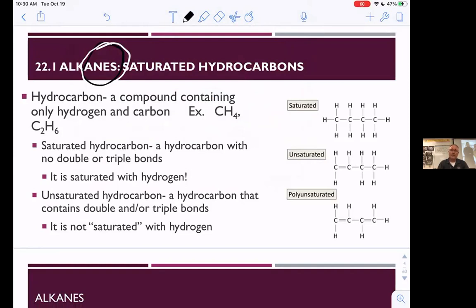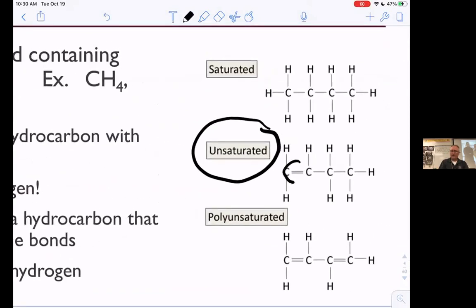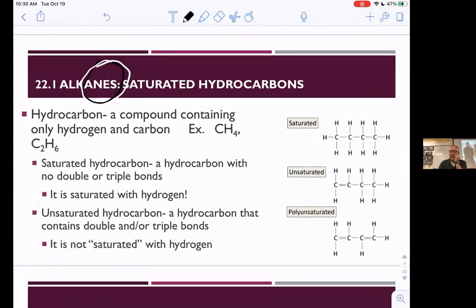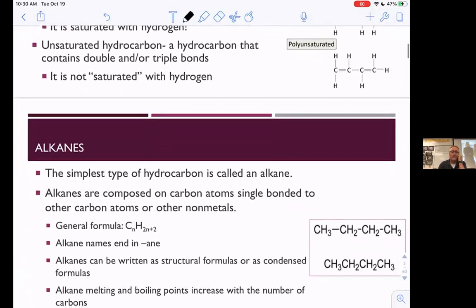Unsaturated hydrocarbons, which we'll talk about in a little bit, will be called alkenes. Unsaturated hydrocarbons will have at least one double or triple bond, so they won't contain all single bonds between the carbons. They'll have at a minimum one double bond or one triple bond. If you look over here at these unsaturated hydrocarbons, this one contains a double bond, so it's unsaturated. If you look at the one above it, which is saturated, there are no double bonds between the carbon atoms. This will be reflected in how we name them in a few minutes. So the unsaturated ones are not saturated with hydrogen. They're going to have a double bond, which limits the amount of hydrogen present.